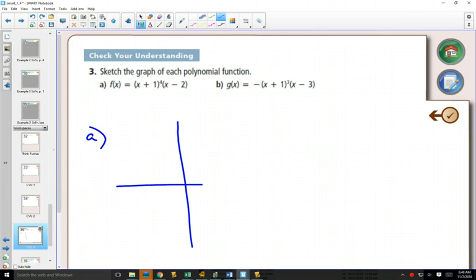So when we go to graph them, we're going to start by labeling all of our intercepts. That means x-intercepts and y-intercepts. Our x-intercepts are 2 and -1. For our y-intercept, when you plug in 0 for x, you'll get 1 to the power of 4 times -2. Our y-intercept will be -2.